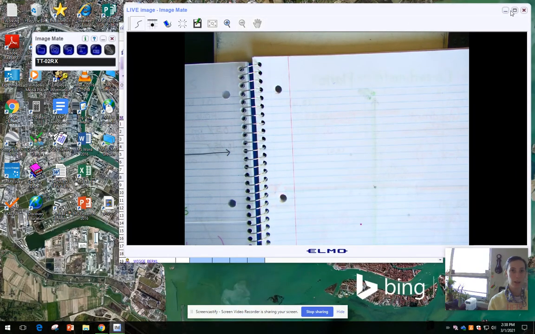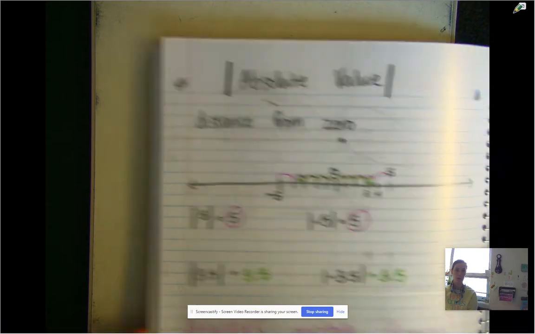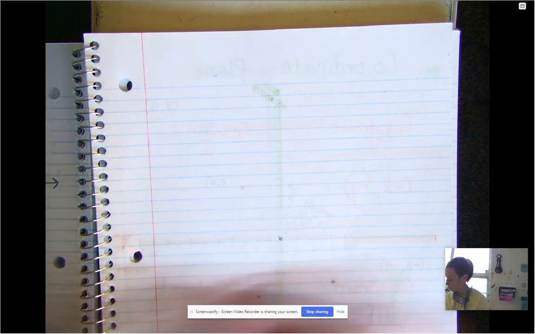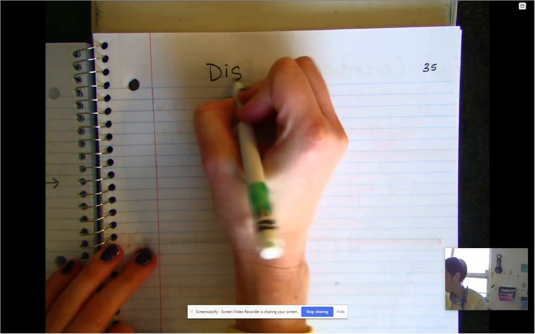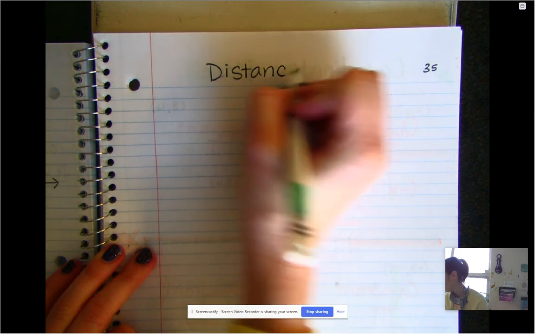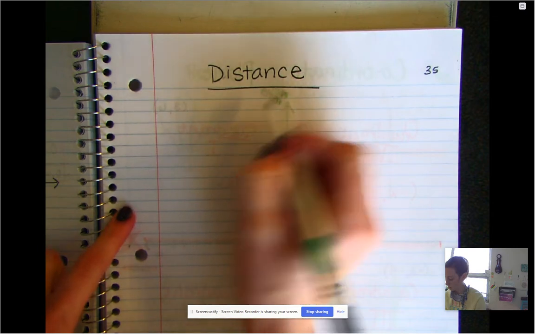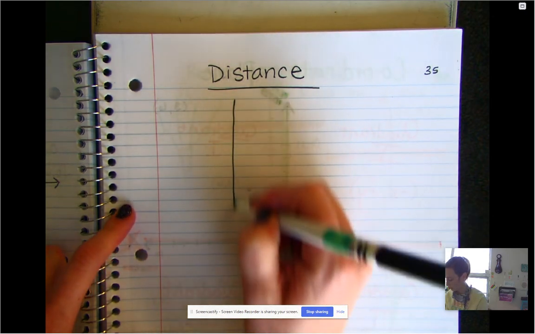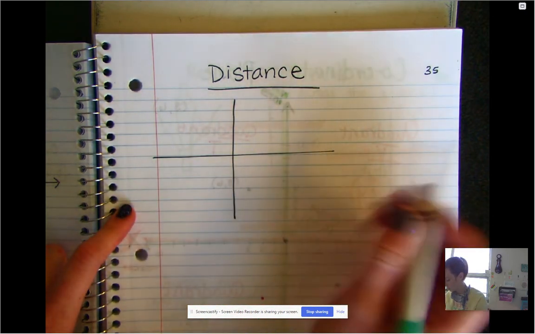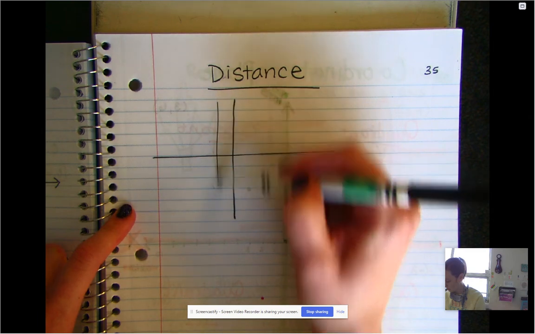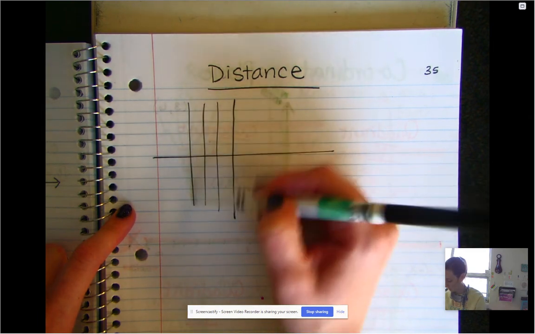Okay, everybody, we are on the other side of the absolute value page. So page 35, we're on the other side of 35, and we are talking about distance. And specifically, we're talking about the distance between points. So if we draw, I'm going to use the blue lines that are already there.